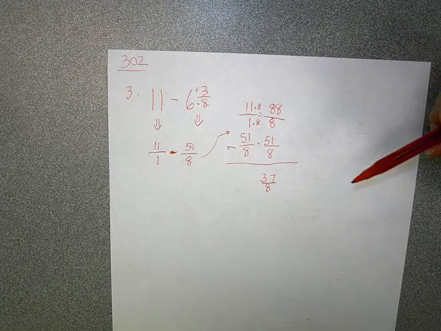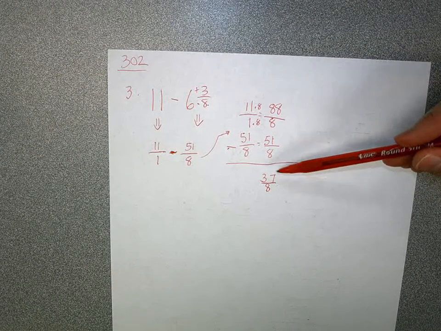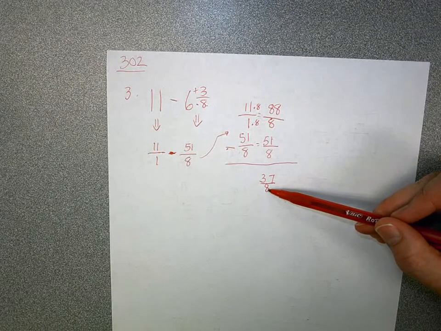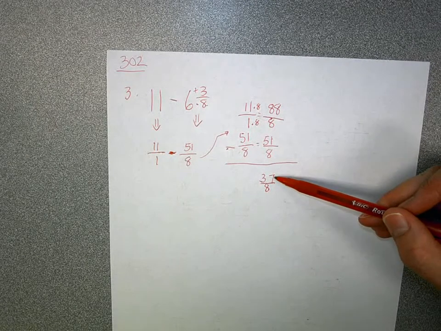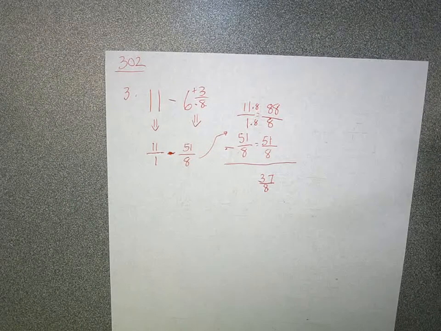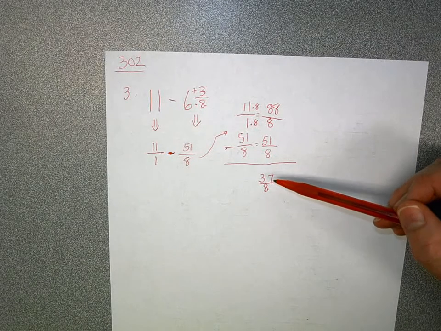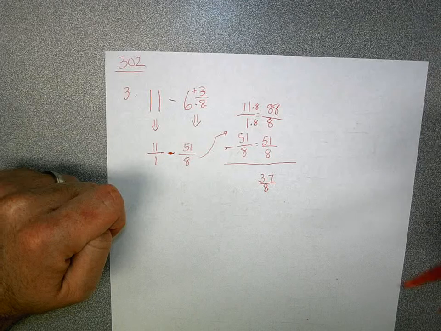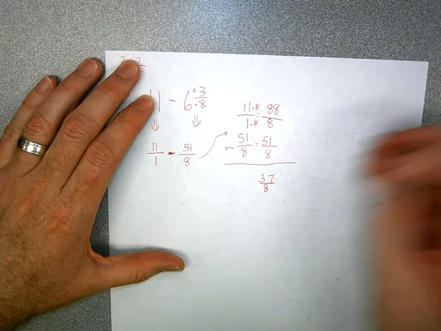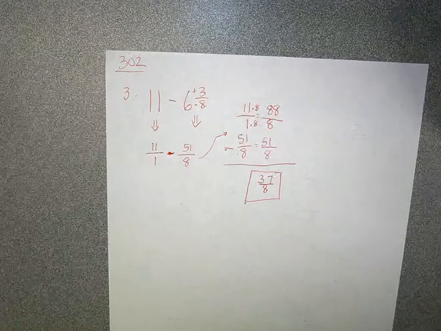If I start thinking here on reducing, 2 can go into 8, but 2 cannot go into 37 because it's an odd number. I know that 4 can go into 8, but I also know that 4 times 9 is 36, not 37. So 4 can't go into 37. And then 8, I know 8 times 4 is 36, so it can't go into 37 either. And so because I can't think of any factors that go into both 8 and 37, that's reduced. So I've simplified. And there's our final answer.